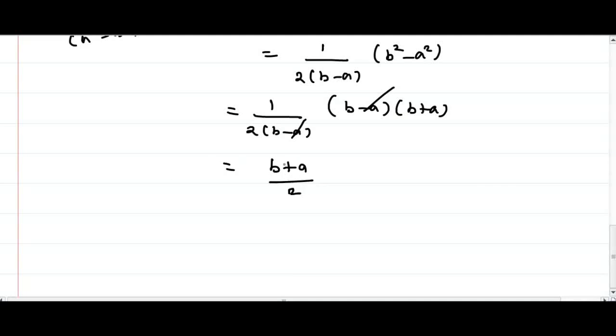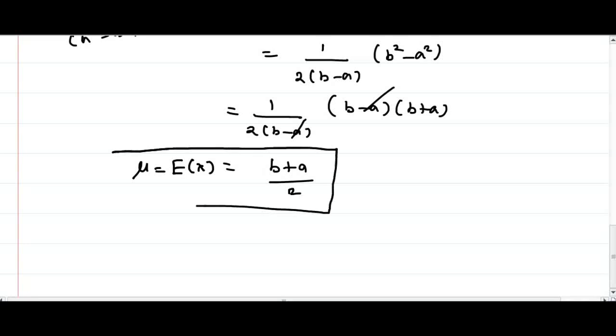This is called the mean value. Mean is denoted by mu, that is equal to the expected value of x. Therefore, mu equals b plus a by 2.